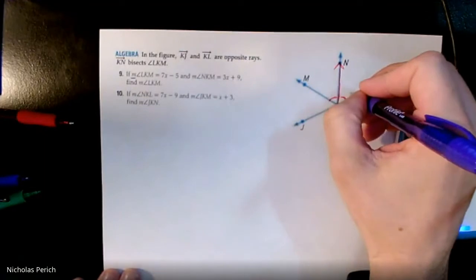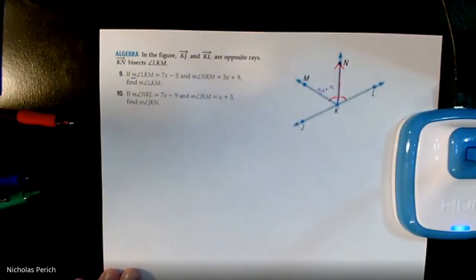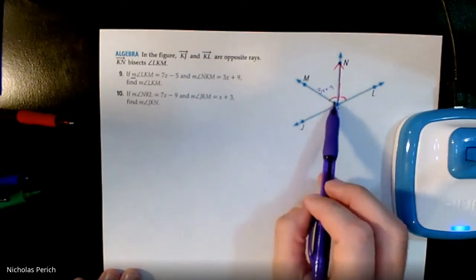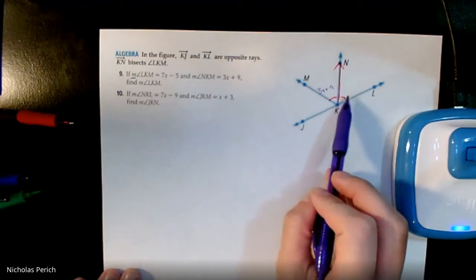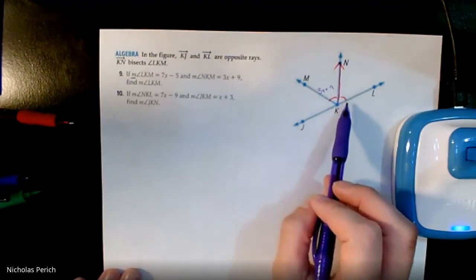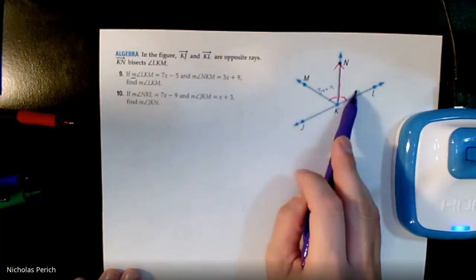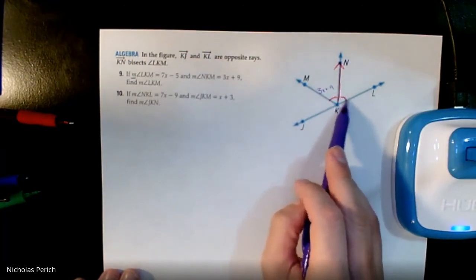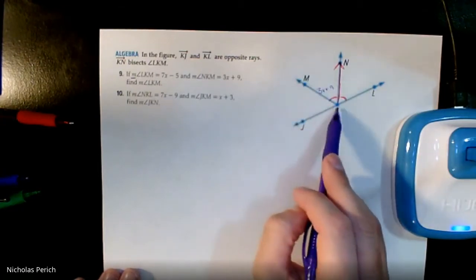NKM is 3x plus 9. Okay. Now, one of these red circles is 3x plus 9, which means this guy is one of these little red arcs, if you will. They're called arcs. But these guys are the same. But what this means, though, is it requires two of these little red arcs to create the whole angle.